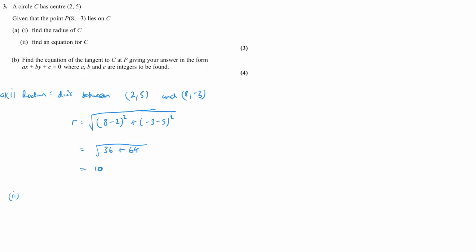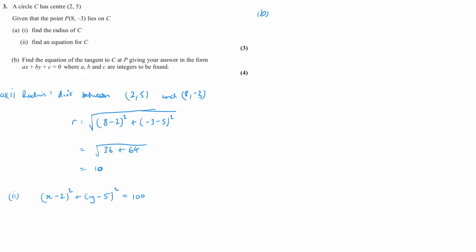The equation is now quite straightforward. So x minus 2 squared plus y minus 5 squared. That's the coordinates of the centre, and that equals the radius squared, which will be 10 squared or 100.